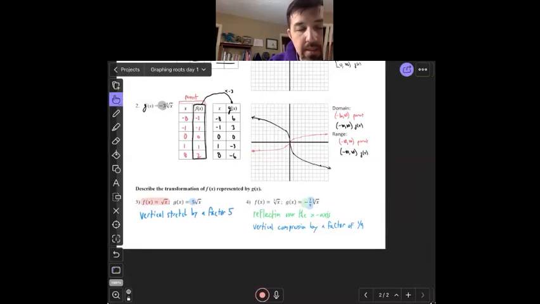And again, tomorrow we'll add in the shifting left and right along with all the other transformations we already talked about. So that'll wrap up this portion of this unit. So, any questions there on those last two?